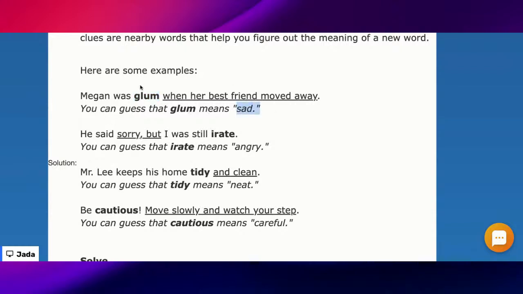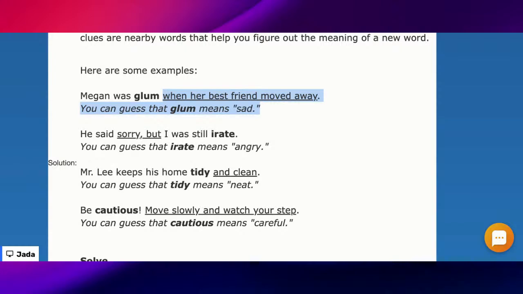Why? Because it says Megan was dash when her best friend moved away. So she was glum when her best friend moved away. It actually just means sad. You can check: is it saying that she was happy? Is it saying that she was sad? So you have to look at the hints around it to figure out the meaning of the word.